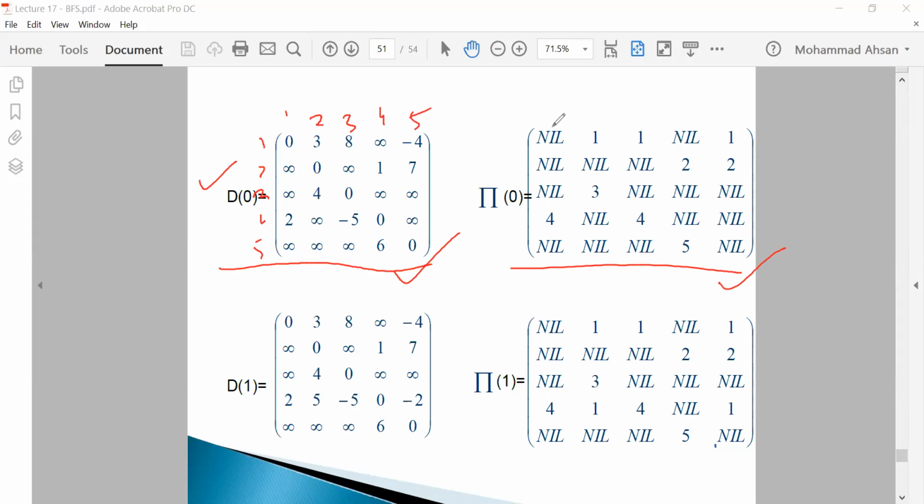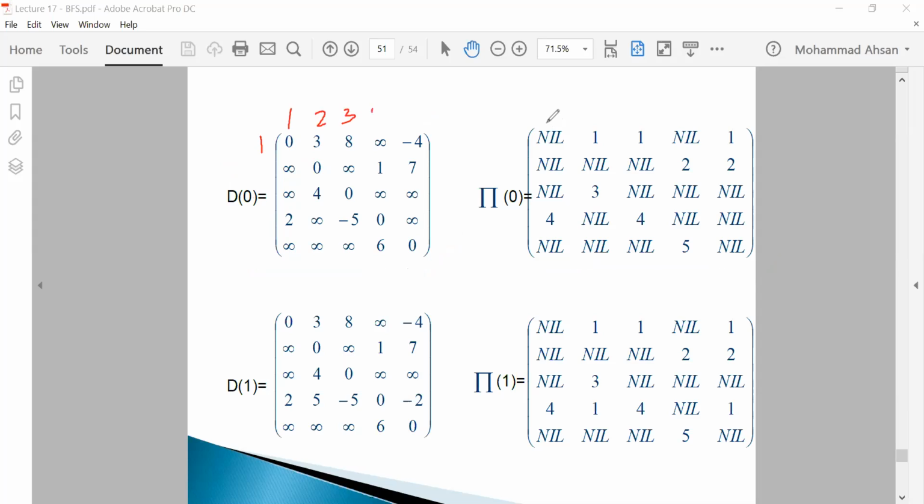And what is this? This is the predecessor matrix. So if there is an edge between, if you see here, 3 and 2, okay, so initially, go back to 3 8. Yeah, this is your 1 2 3 4 5.